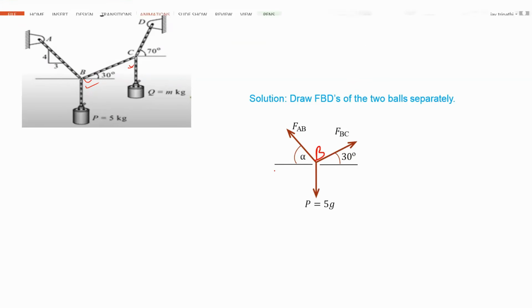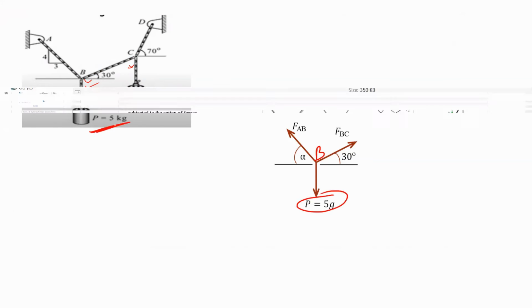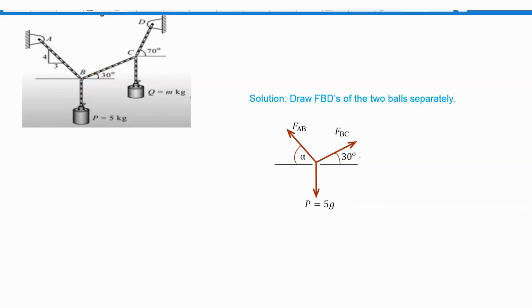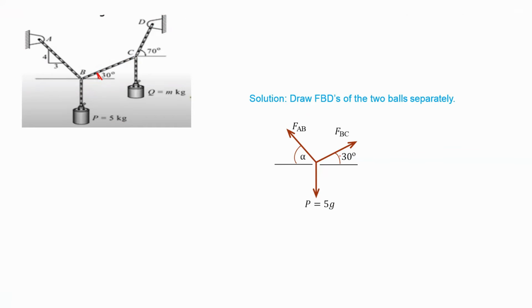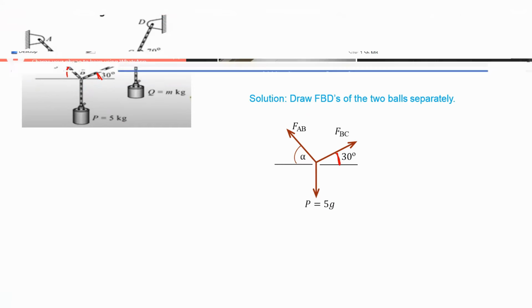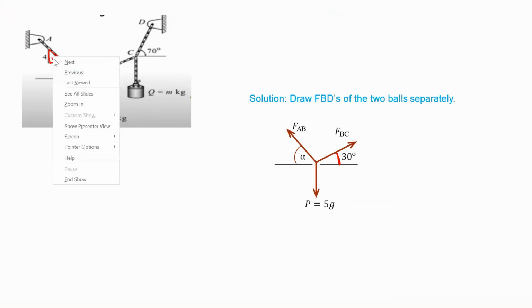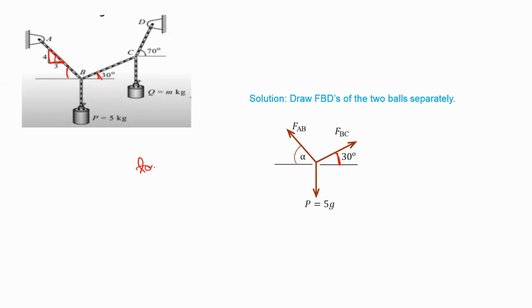So let's consider the FBD of point B. Our FBD will be something like this, where this is your external force P equal to 5 kg, this is the force along the BC link, FBC, and this is the force FAB, the force along the AB rope. And you can easily find the angles. This angle is given as 30°. This angle is also given because there is a slope, shown by this 4 and 3 triangle. If it is theta, then you can apply tan theta.